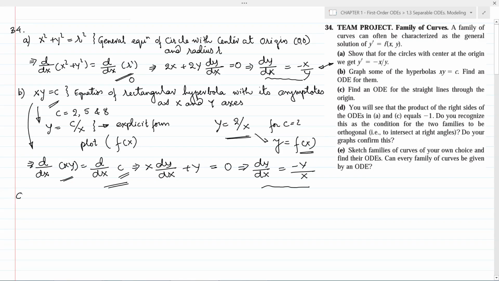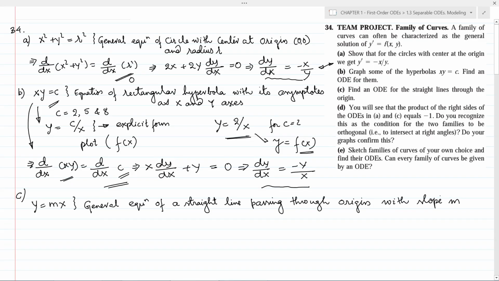Question C. Find an ODE for the straight lines through the origin. The general equation of a straight line passing through the origin is y equal to mx. This is the general equation of a straight line passing through the origin with slope m.